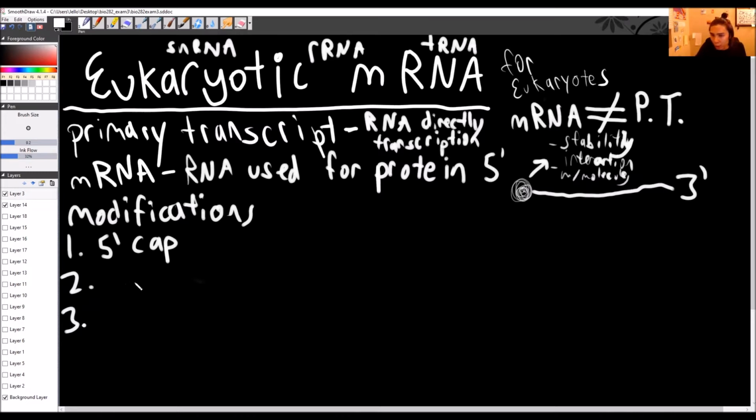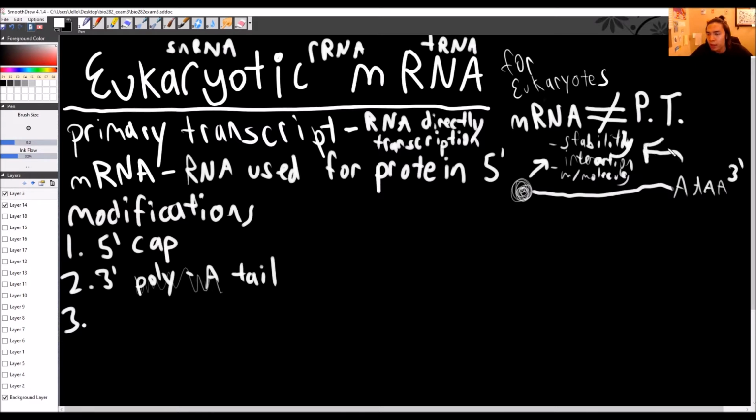And we also add something to the 3' end. We add a 3' polyadenosine tail. You don't need to really know the poly A, but the reason why it's called poly A, where poly means multiple, is that a bunch of adenosines, the nucleotides carrying the base adenosine, are added to the 3' end. And these serve the same purpose, which would be stability, interaction with molecules, and so on. So just be aware of these. You don't need to know specifically what is added.